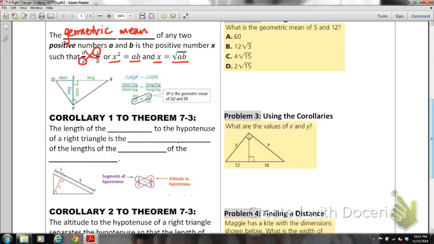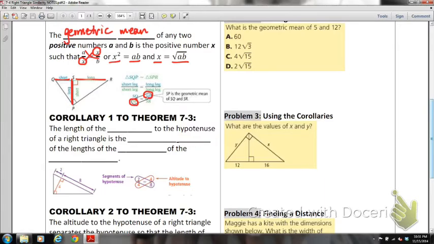So looking at the right triangle that we just looked at above, where you have an altitude drawn from the right angle to the hypotenuse, that segment, the altitude, is going to be the geometric mean between the two segments QS and SR that the altitude divides the hypotenuse into. So that's going to lead into our next corollary to this theorem.